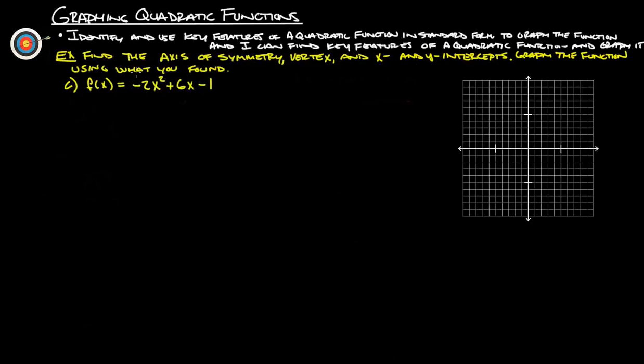Okay, so let's do this last example here. Find the axis of symmetry, vertex, x and y intercepts, and then graph the function using what you found. So let's do axis of symmetry, which is x equals negative b, which in this case is 6, over 2 times a, which is negative 2. So that gives us negative 6 over negative 4. So we get 1.5 is our axis of symmetry.